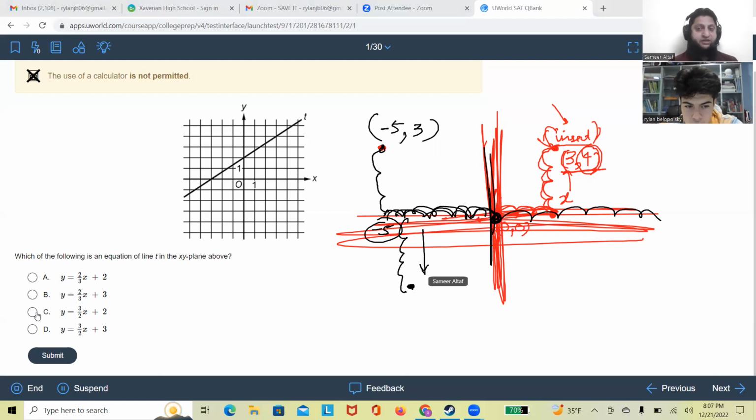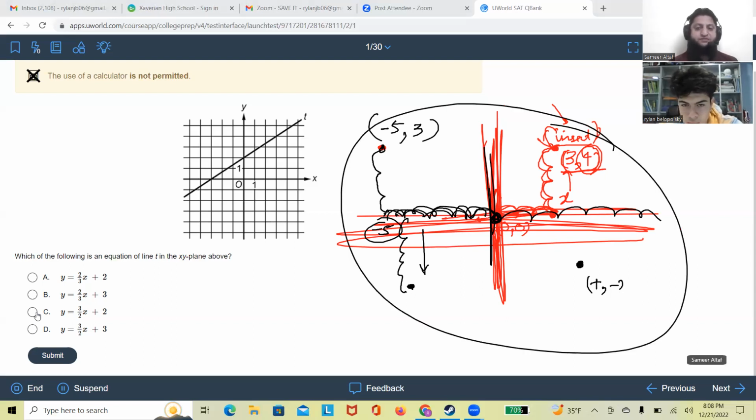Are you clear on this? Also, what about this point here? What will be the x value? Will it be positive or negative? The x value will be positive. And what about the y value? Negative. Good. So we have these four places, like the first, second, third, and fourth. So this is about the points.